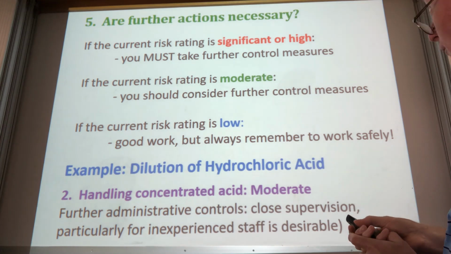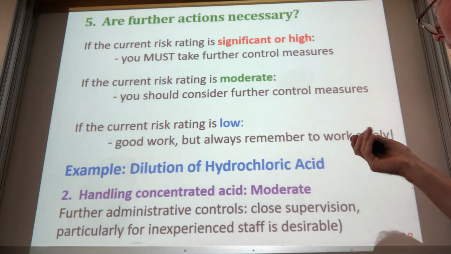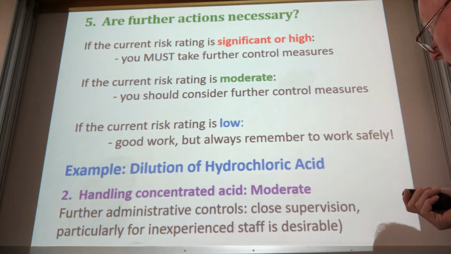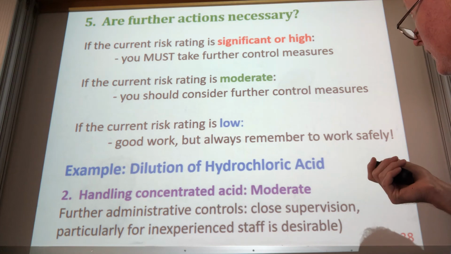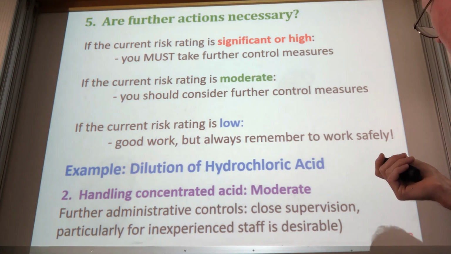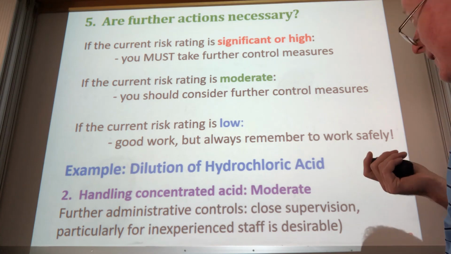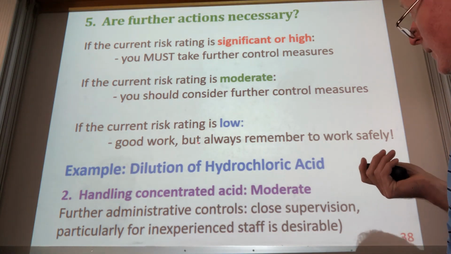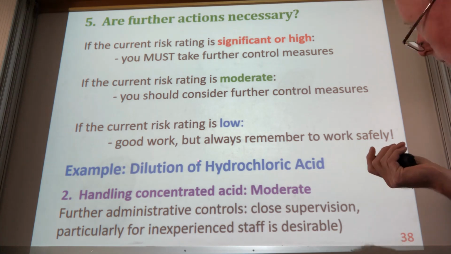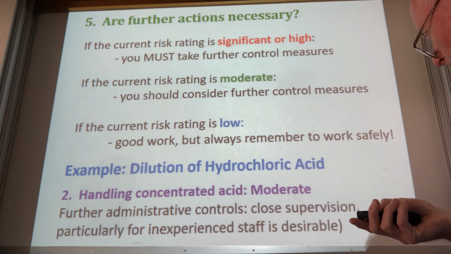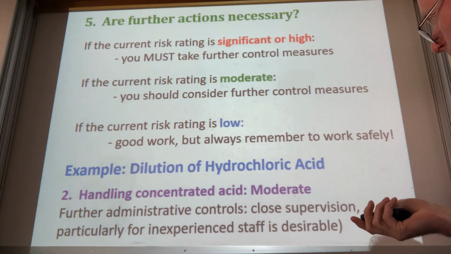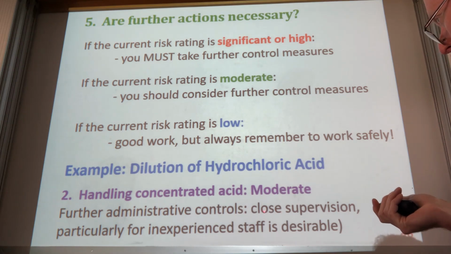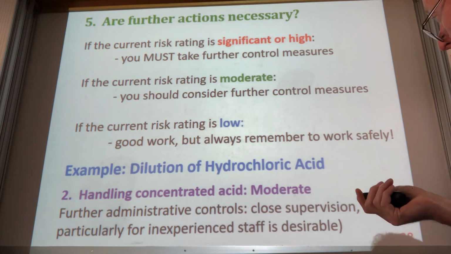Then if you're doing a more formal risk assessment, you'll have to take the risk ratings one step further. If it's significant or high, you have to take further control measures. You cannot undertake the activity if you don't. If it's moderate, you should think about further control measures, and for me, that's that extra level of supervision. If it's low, that's okay, you can keep going. But of course, always work safely. Close supervision, as I say, is the further action needed for the conc acid.